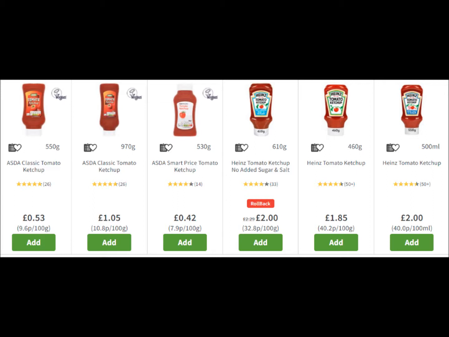Okay, so hopefully you worked out that it's the third one along. That one is the cheapest per 100 grams because it's only 7.9 pence per 100 grams. But obviously depending, some people like to buy different brands. So that one would be your cheapest, your best buy option overall. You're getting more for your money on that one.